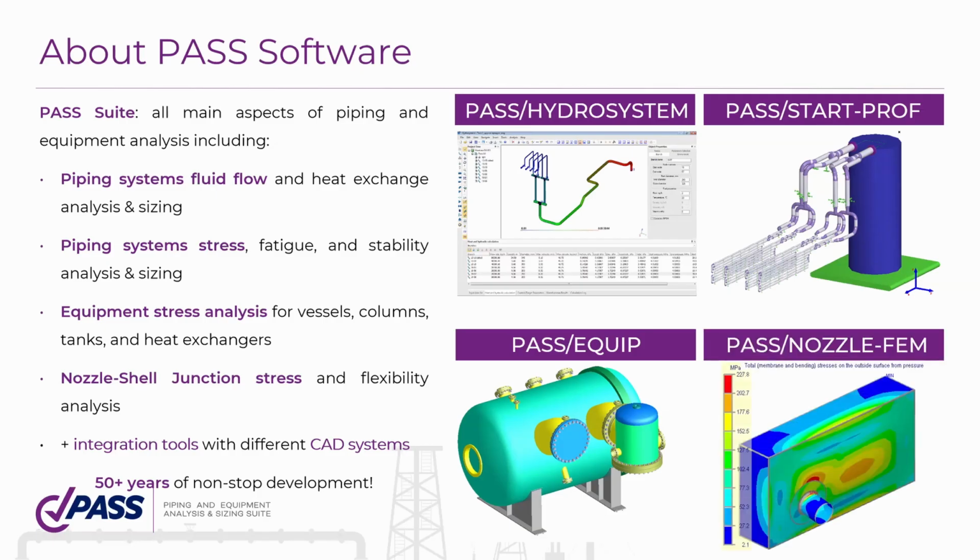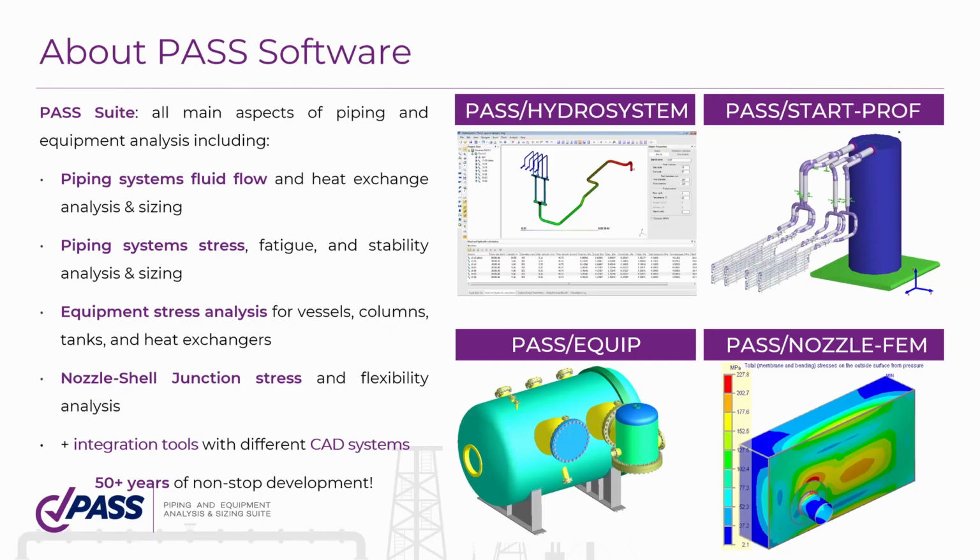And the fourth component is nozzle FEM. And nozzle FEM software can be used as a separate software and in combination with both PaaSEquip and PaaS StartPro. And it provides FEM analysis for nozzle pump, shell junctions, and some other non-standard elements, both for piping and equipment. And all this software also comes with integration tools with different CAD systems. And behind all this software is more than 50 years of non-stop development, starting from mainframes and permanent improvement.